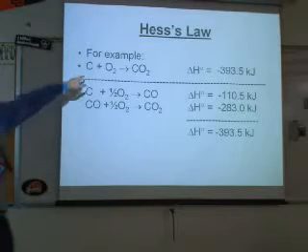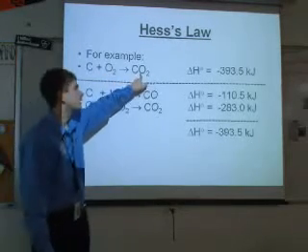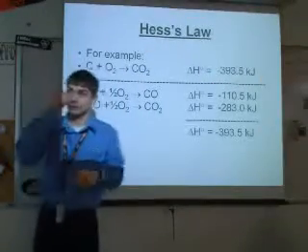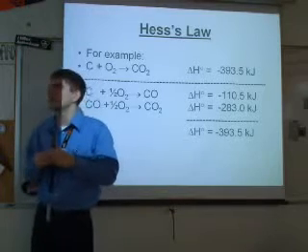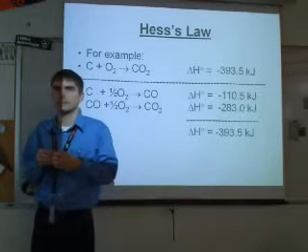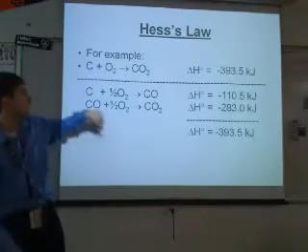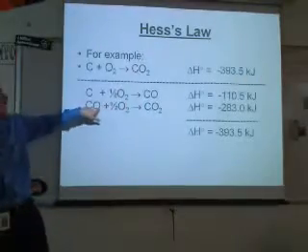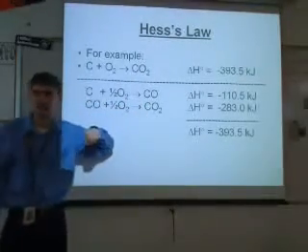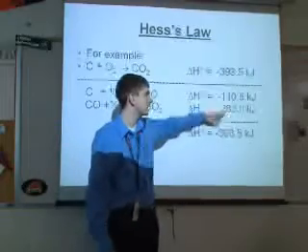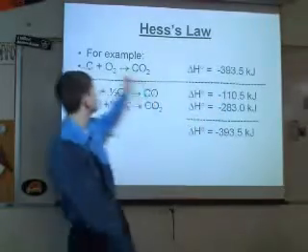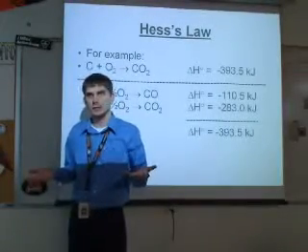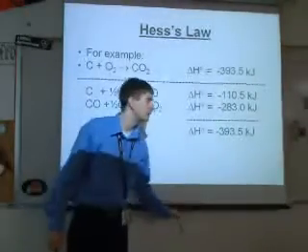For example, carbon mixing with oxygen and making carbon dioxide has an enthalpy of negative 393.5 kilojoules. But it doesn't actually happen that way. How it actually happens is that first it makes carbon monoxide, and then the carbon monoxide combines with more oxygen to make carbon dioxide. So those two steps put together equal the same as that one step by itself. Make sense?